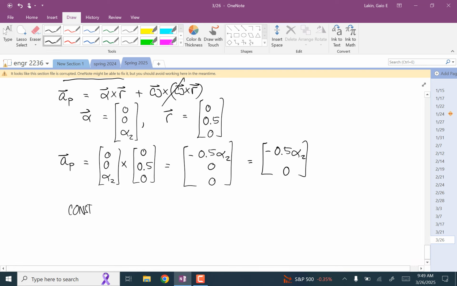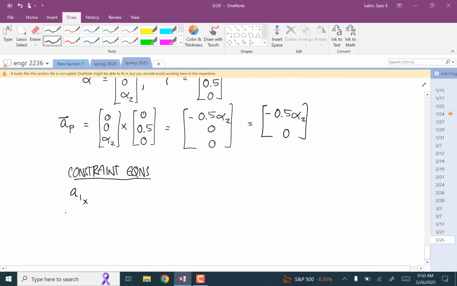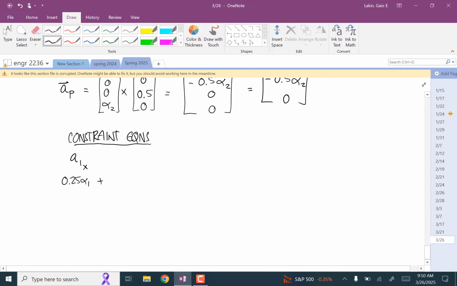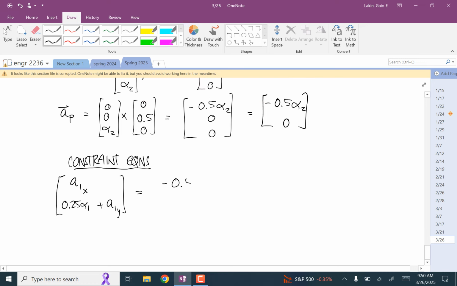And now the constraint equations just say that those two accelerations we calculated for P have to equal each other. Those 2 points can't fly apart. So we'll say that A1x and then 0.25 alpha 1 plus A1y, sorry, has to be equal to negative 0.5 alpha 2, 0.